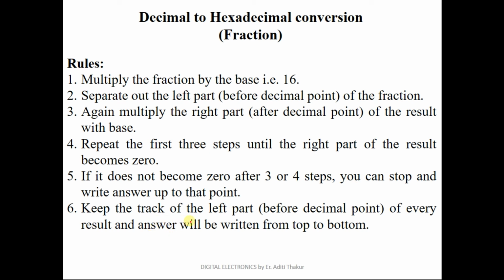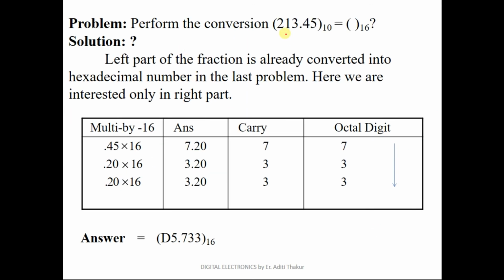We keep track of the left part of every result, and the answer should be written from top to bottom. This can be understood by taking the example 213.45. We have taken this example because we have done the conversion of 213 in the previous problem, so we will not repeat it because that is the integer part, and we will perform it only for the fraction part.